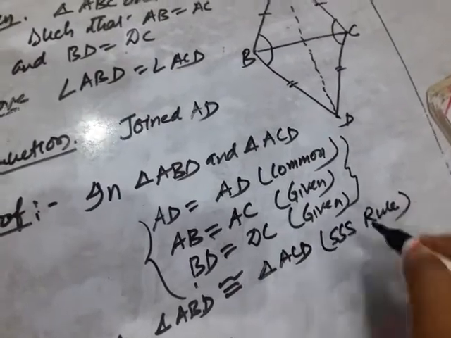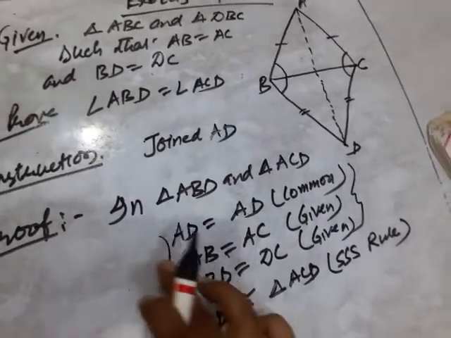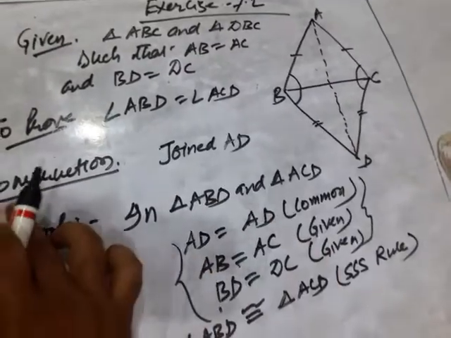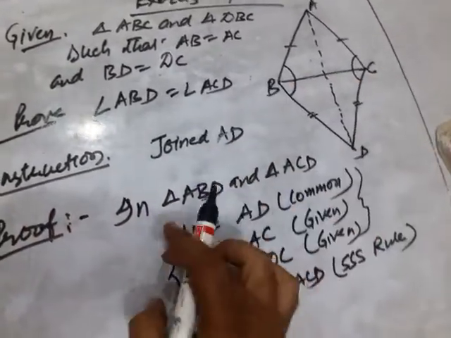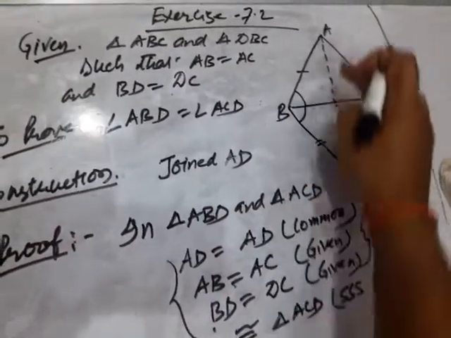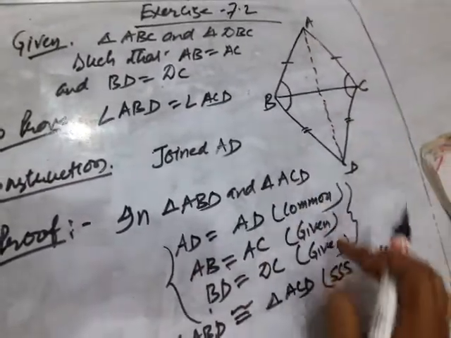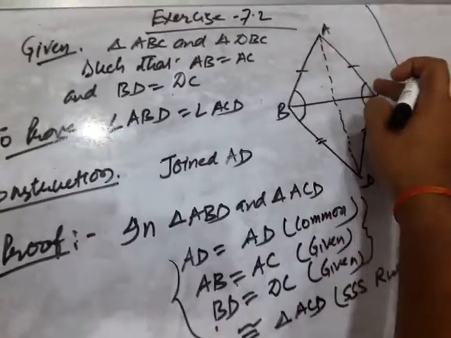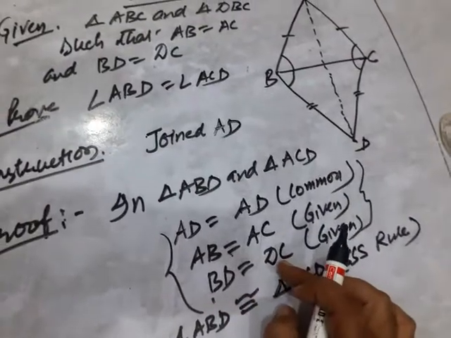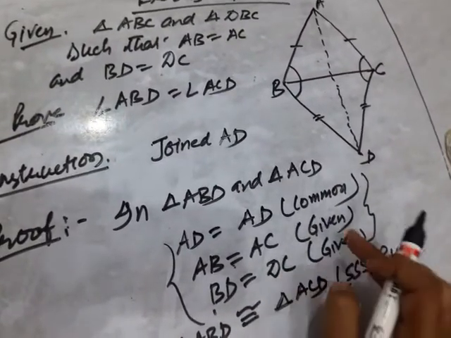This implies that. See, let us see once again. In triangle ABD, what have we done? Joined AD. Clear. In triangle ACD, AD equal to AD is common in both the triangles. AB equal to AC, that is given. BD equal to DC, that is also given.